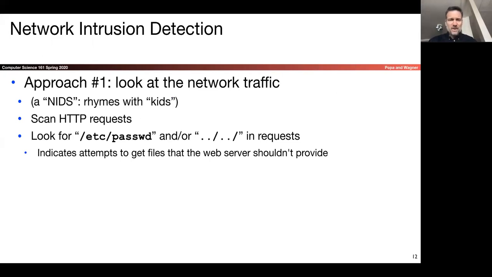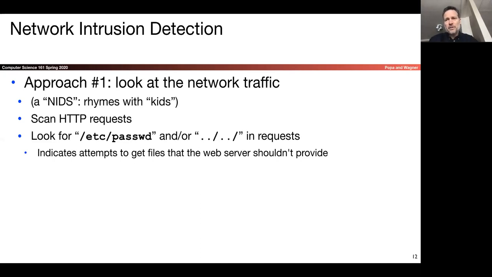Okay. So I want to talk about a couple of different approaches that the company could use to try to detect attacks on their network on that server. One approach is called network intrusion detection. It looks at the network traffic, monitors all of the packets that are, let's say, going from the outside internet into the inside network, to scan them to look for attack traffic, things that might be attacks on that web server.